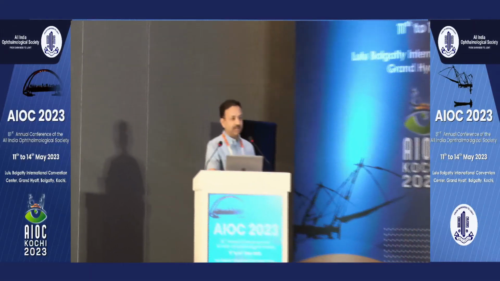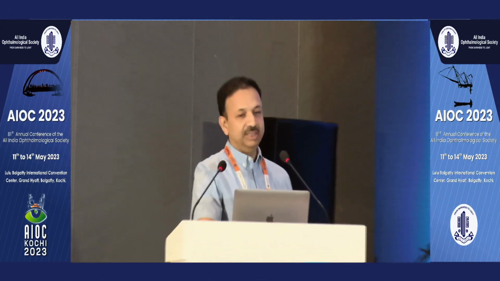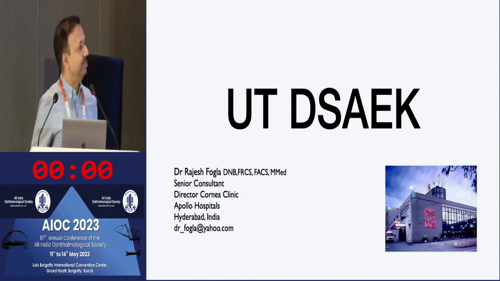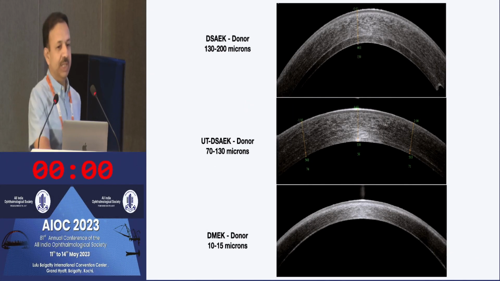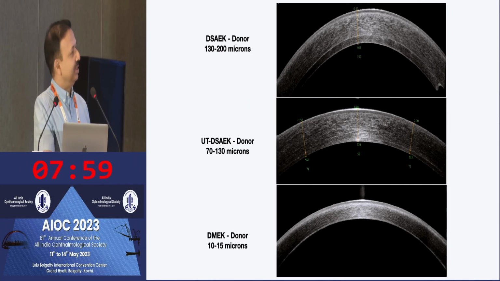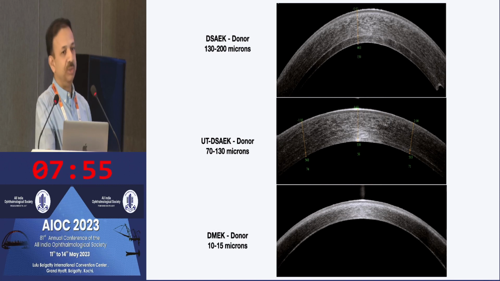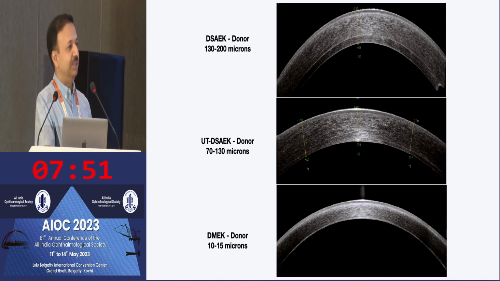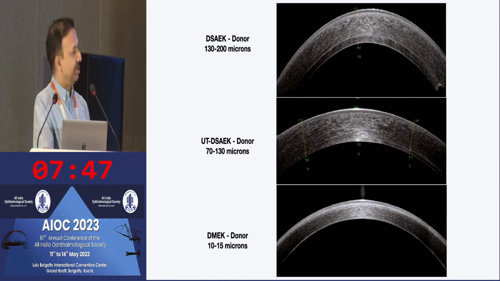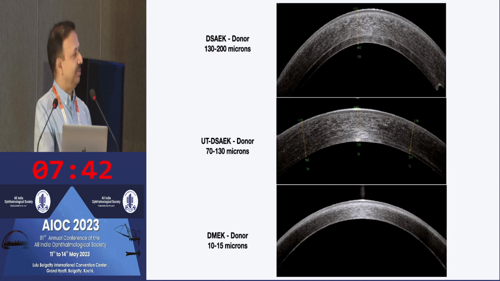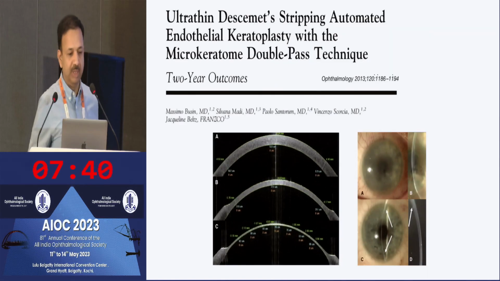Now, I'll be talking about ultra-thin DSEC. If you look at the anterior segment OCT, you can see the differences between DSEC, where the donor is usually 130 to 200 microns. In ultra-thin DSEC, we try to go thinner. Ideally, it should be less than 100 microns, but it can range from 70 to 130 microns at the time of implantation. And DMEC, the isolated transplantation of Descemet membrane, is only about 10 to 15 microns thick.